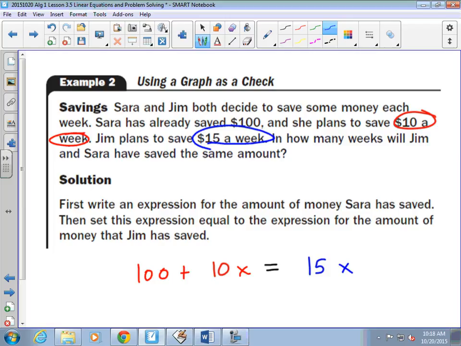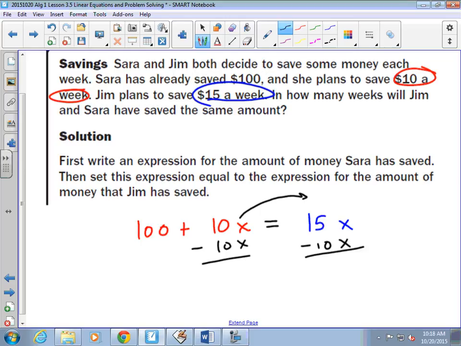We want to collect our x's on the same side. So move the smaller 10x over to the bigger 15x. It's positive, so subtract it. If you subtract on the left, subtract on the right. What is 15x minus 10x? So we have 100 equals 5x.